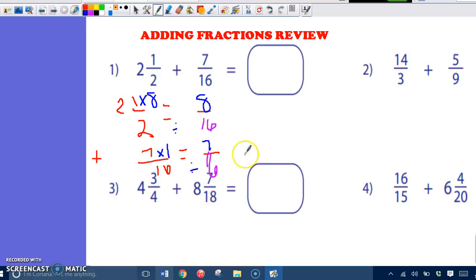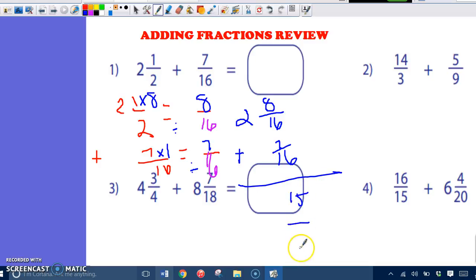So these are my new fractions. I'm going to write them over here so you can see them clearly. All I did was convert these fractions to matching denominators. I have 8 over 16. Don't forget to bring the 2. And a 7 over 16. I'm still on number 1. And remember, our operation is adding. So now I'm going to add these two together. If I add these two together, 8 plus 7, 8, 9, 10, 11, 12, 13, 14, 15. I have a 15 over 16.